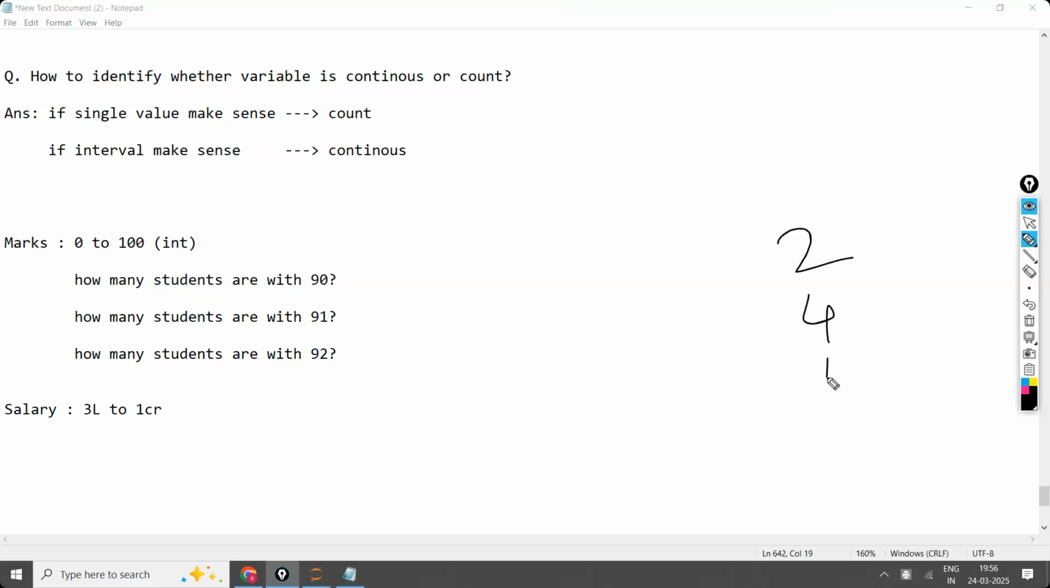Can you apply the mean? If we can't apply the mean, it is not a continuous variable. If it is a continuous variable, the mean has to make sense. 100% the mean has to make sense.